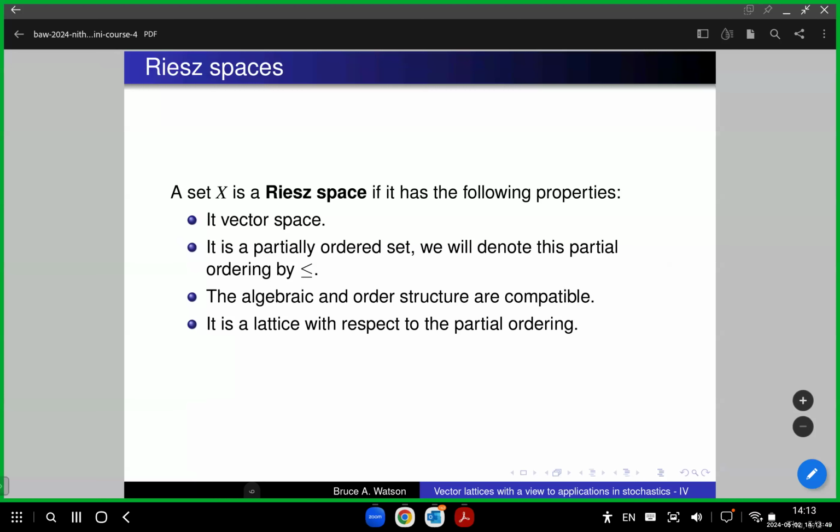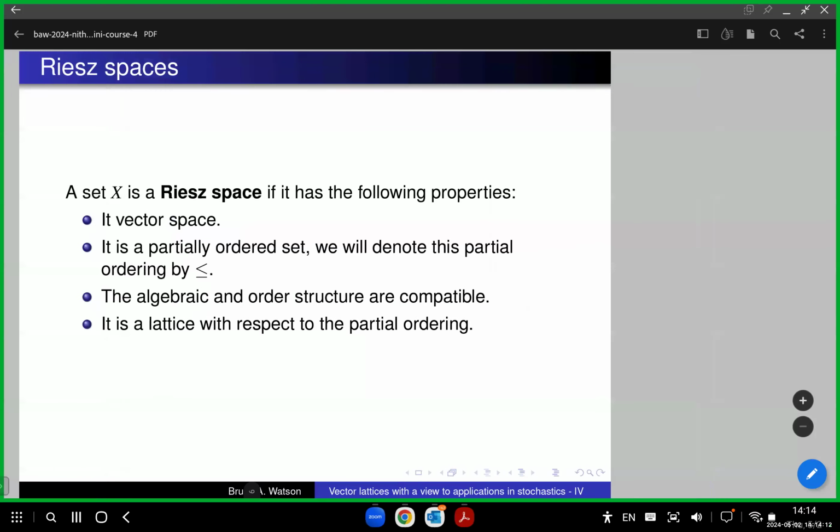So now let's see what we can do in the Riesz space setting. We remember that a Riesz space is a vector lattice. So it's a vector space, it has a partial ordering, the algebraic and order structures are compatible, and it is a lattice. In other words, each pair of elements of the space has a supremum in the space.